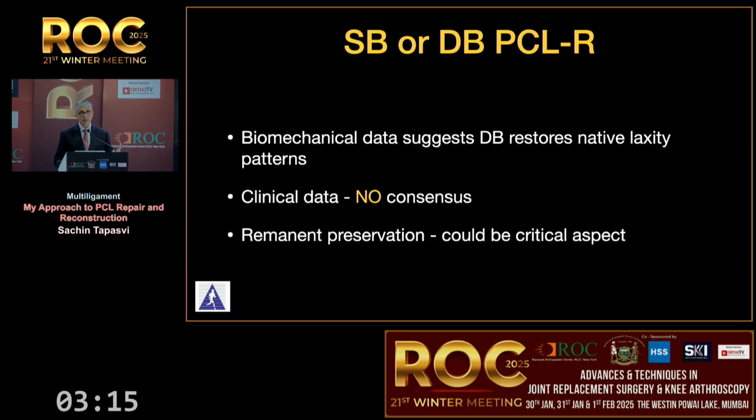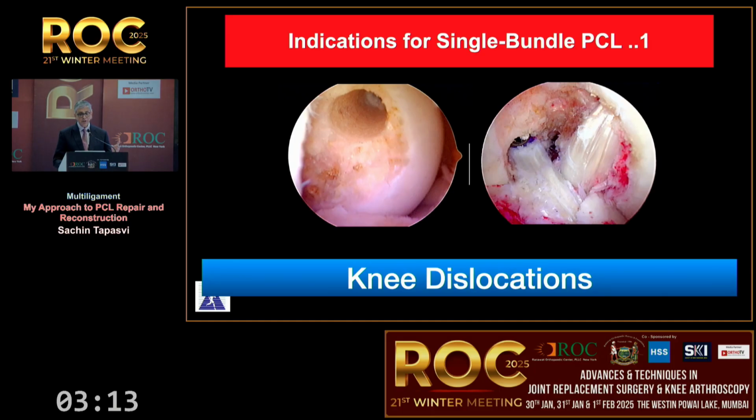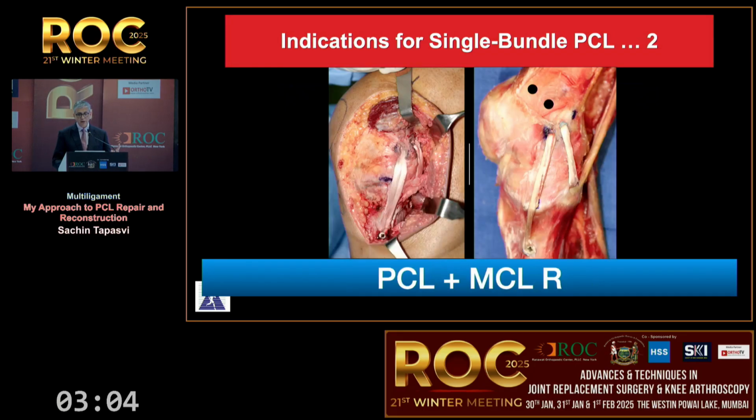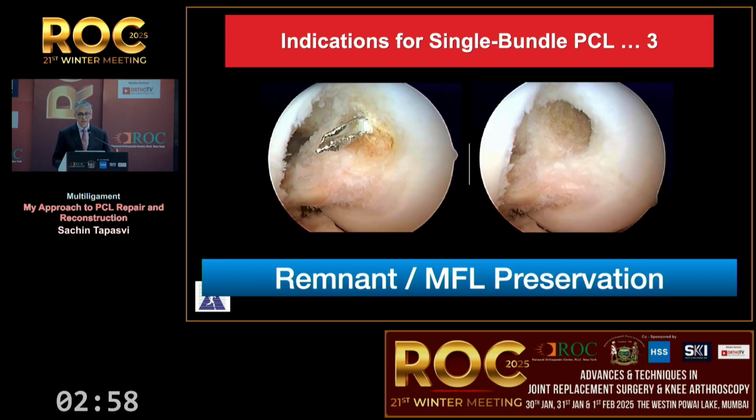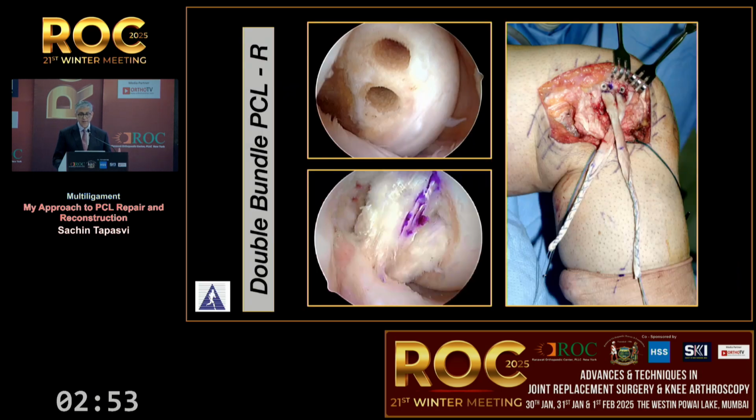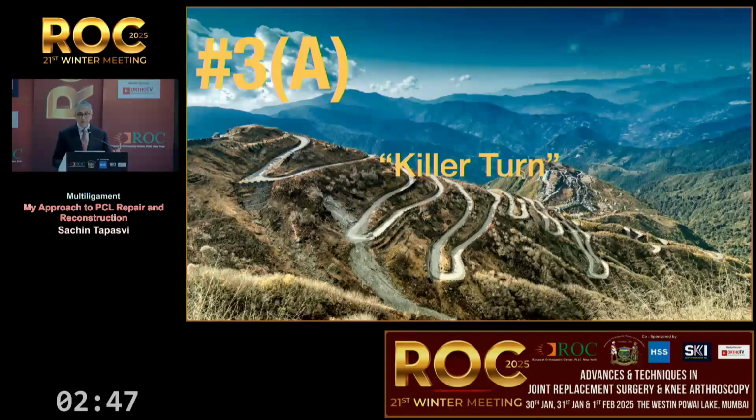So, no clinical consensus. My indication for doing a single bundle is when I'm doing a knee dislocation and making several tunnels. I want to minimize my time, minimize my graft sources, and try to do a quick and good job. When I'm doing a combined PCL MCL, I want to do a single bundle PCL reconstruction. When I'm trying to preserve a lot of remnant, again I'll do a single bundle PCL reconstruction. But when there's a grade 3 PCL PLC, that is the indication where I want to do a double bundle PCL along with a double bundle PLC.